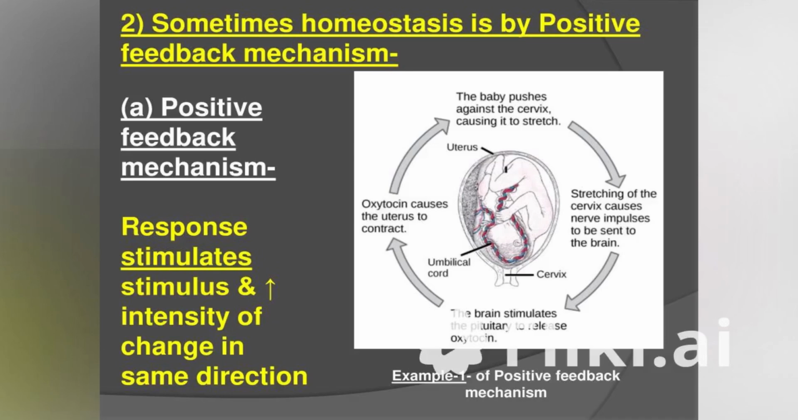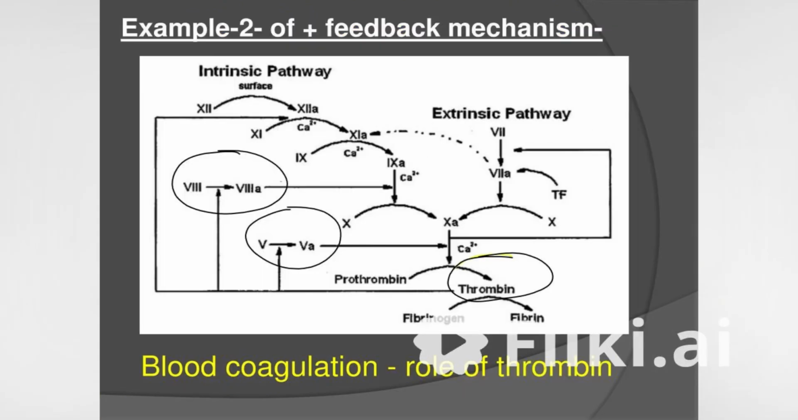Now positive feedback, in which response further stimulates the stimulus. Only on few occasions, positive feedback contributes in homeostasis. First such example is childbirth. Second example, where positive feedback contributes in homeostasis, is blood clotting. For exam, at least 2 examples of positive feedback mechanism, where it is contributing in homeostasis, should be prepared in form of flow charts.